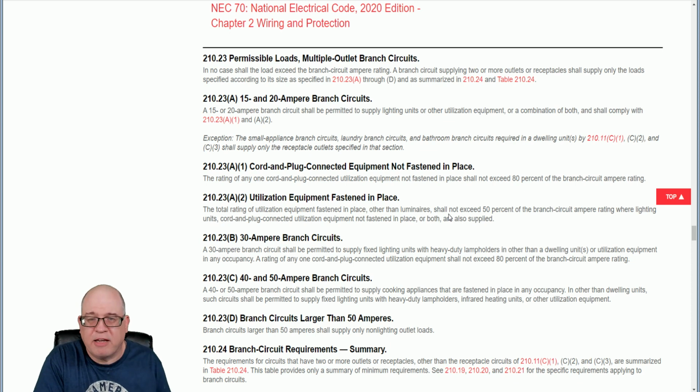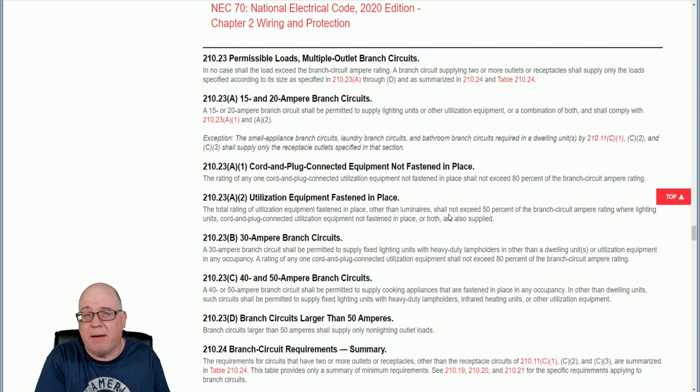So if my utilization equipment is rated 10 amps, and I'm doing this on a 15 amp branch circuit, and that branch circuit also supplies other cord and plug connected utilization equipment that's not fastened in place, or it's the same branch circuit that supplies lighting outlets as well, or both of those, then I am limited to the size of the utilization equipment that is fastened in place on that branch circuit.